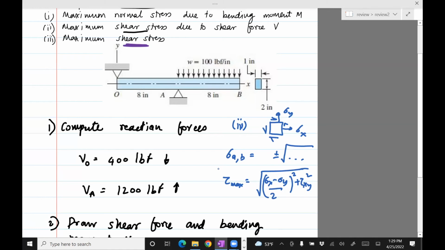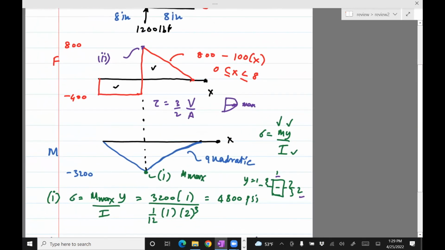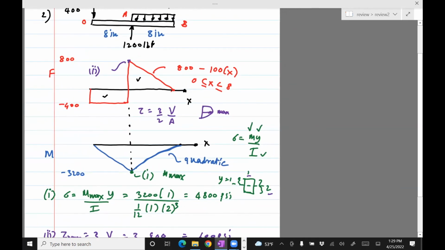Okay, so this is what we are after. This is the formula we need for this. So what do we need to get tau max? We need sigma x, we need sigma y, and tau xy. Now when we do that computation, we need to be very careful. We have these diagrams, and from these diagrams, we have to figure out where exactly the maximum shear stress will occur.